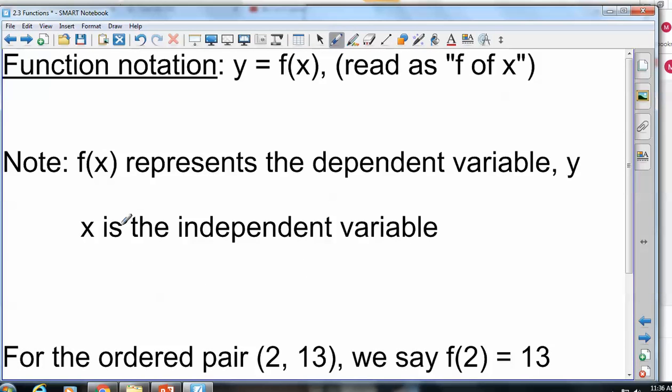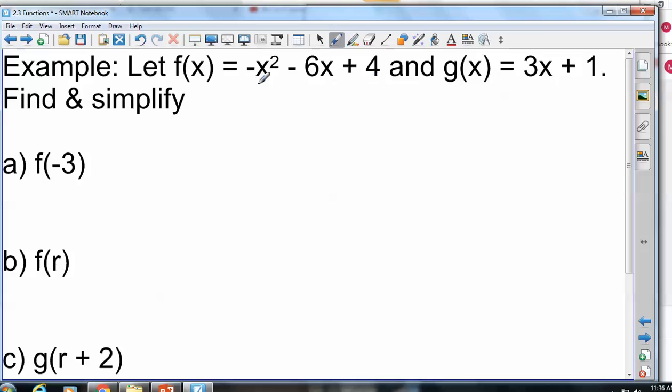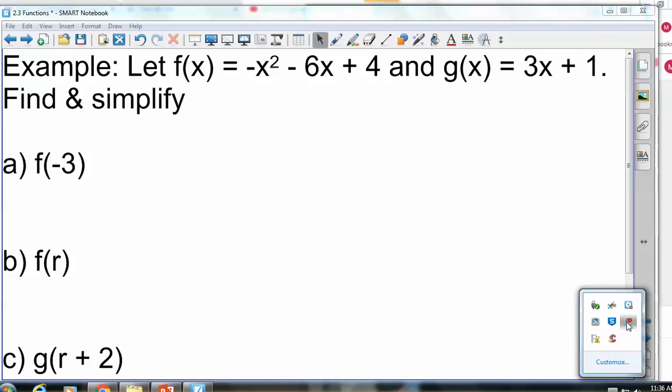Function notation, which you have seen before, is when you have that f of x in there. F of x represents y. So it's basically saying for a given x value, what is your y going to be equal to? If I gave you an ordered pair, f of 2 equals 13, that's saying your x is 2, your y is 13. So on the next slide, I would like you to go ahead and try these on your own. I've defined some functions up at the top, and I want you to find each of those things. See if you remember how to do that.